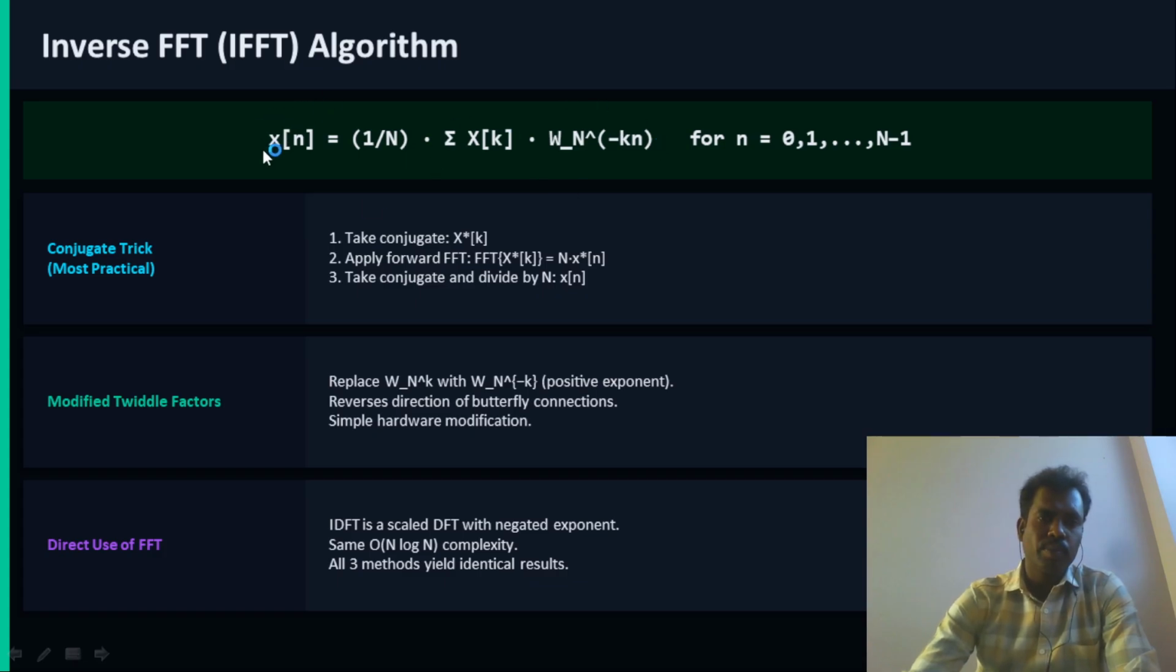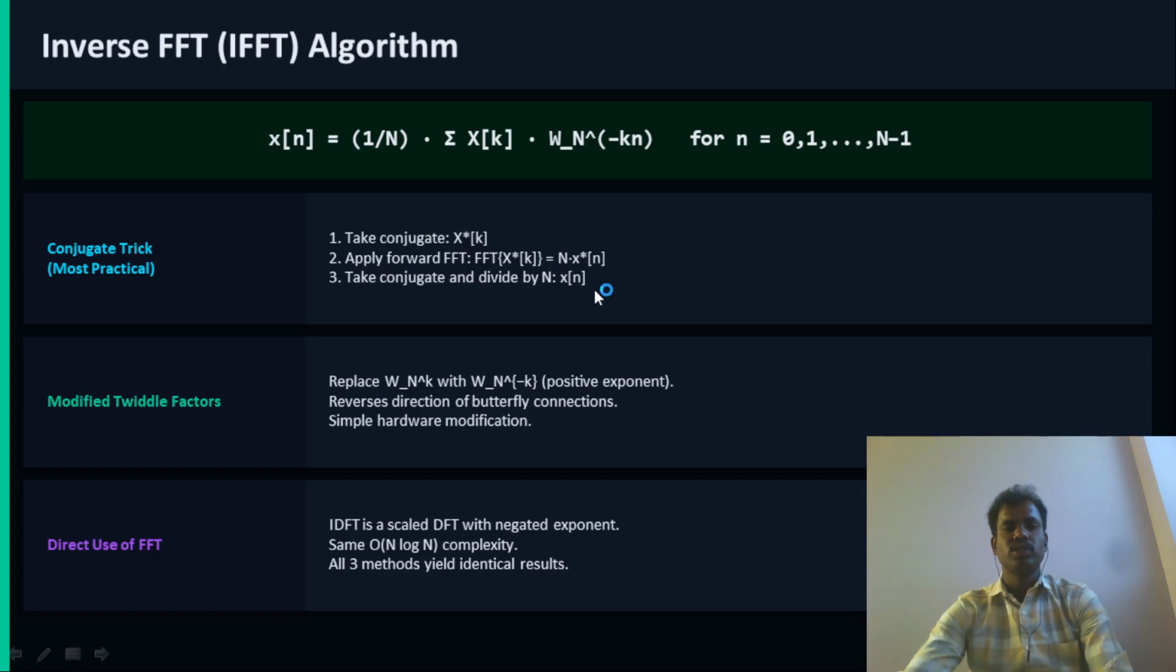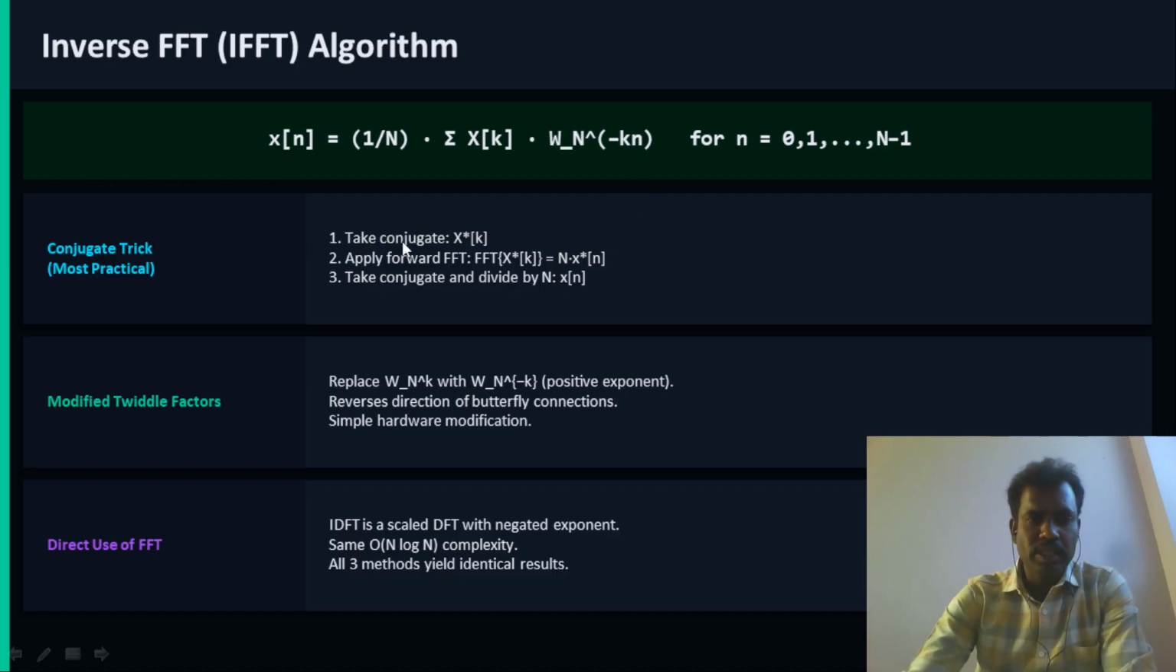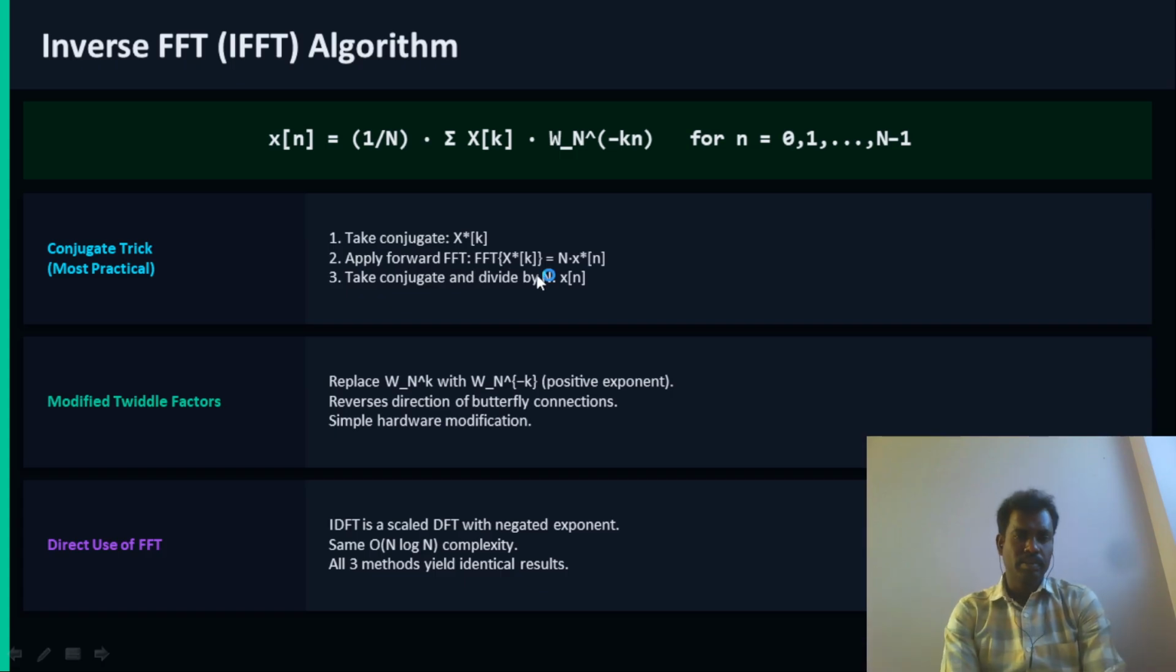And after obtaining the final output, we can get back x of n by simply taking the complex conjugate. Therefore, it has 3 steps. First we have to complex conjugate the input sequence x of k to get x star of k, and apply forward FFT. So whatever the FFT, if it is DIT FFT or DIF FFT, we can apply as required.